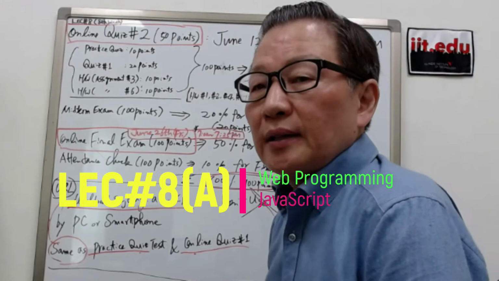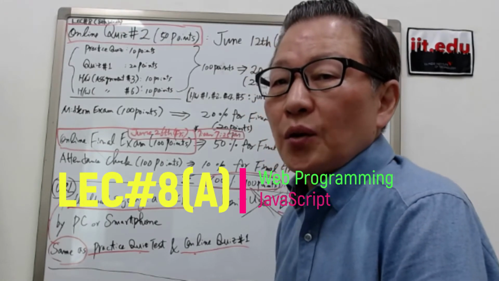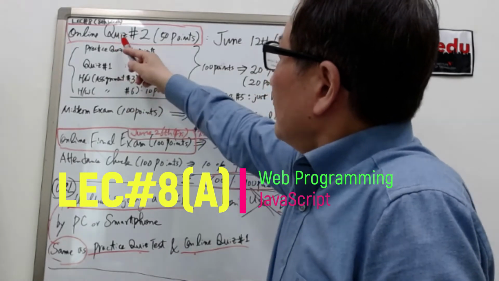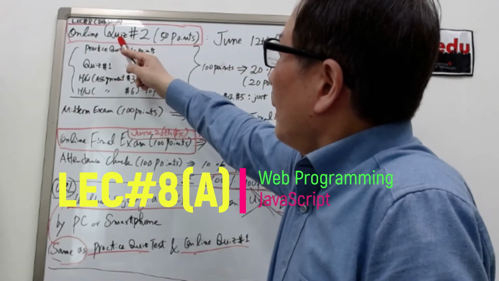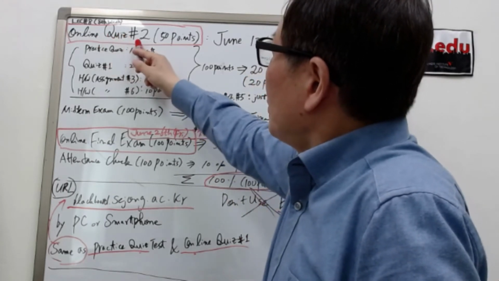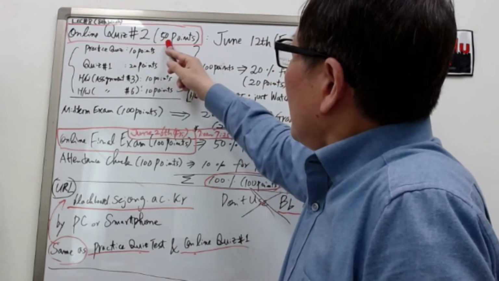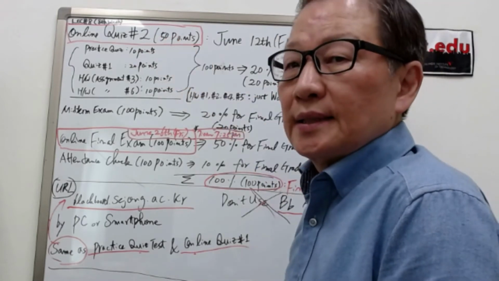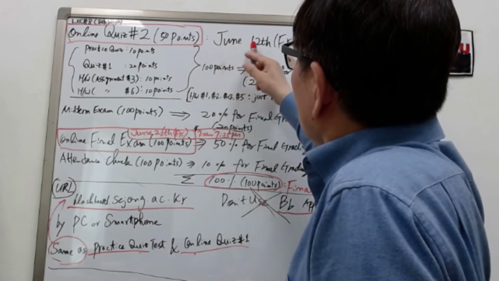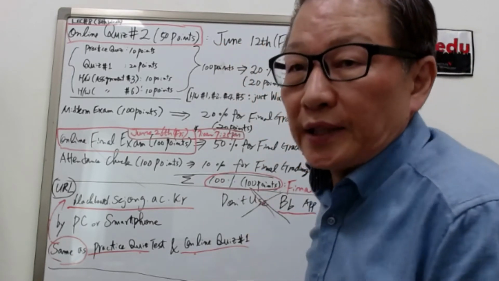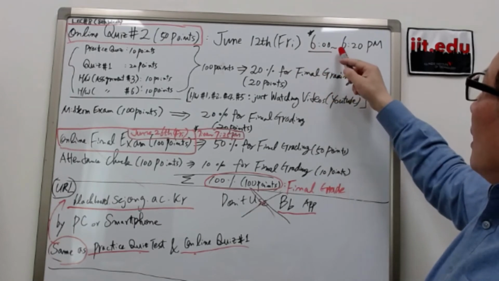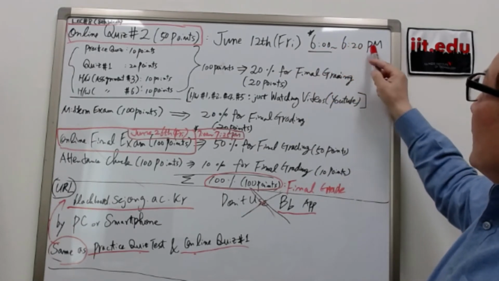In last week, May 1st, we just finished the midterm exam. And after this midterm exam, we'll have online quiz number 2. That will be 50 points, and that will be held on June 12th. That is Friday, from 6 o'clock to 6:20 p.m.